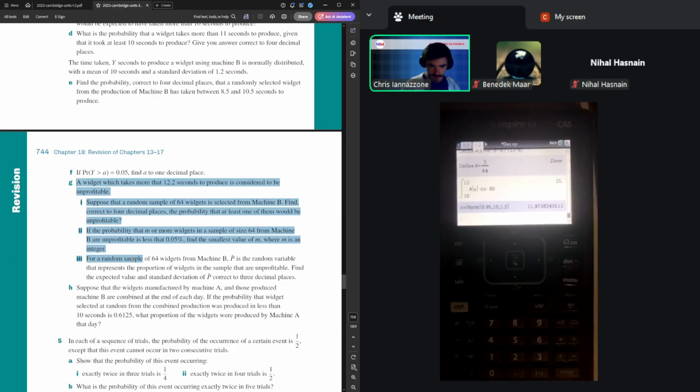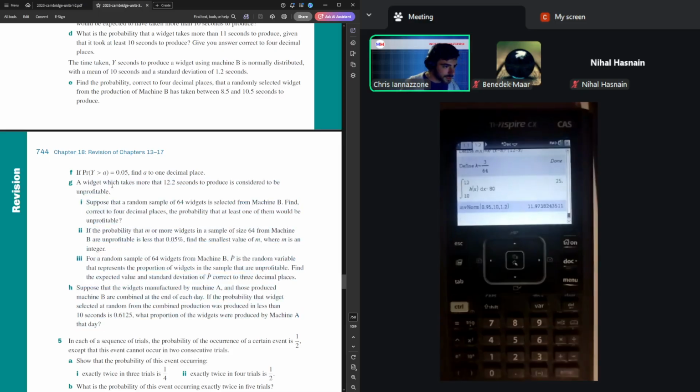Just because we're about to hit time, I might briefly just touch on what you would do for these. So let's see. A widget which takes more than 12.2 seconds is considered unprofitable. Random sample, so already sampling and estimation. Machine B, so we're using normal distribution to calculate it. At least one is unprofitable, so more than 12.2, you're just doing a CDF from 12.2 to infinity.